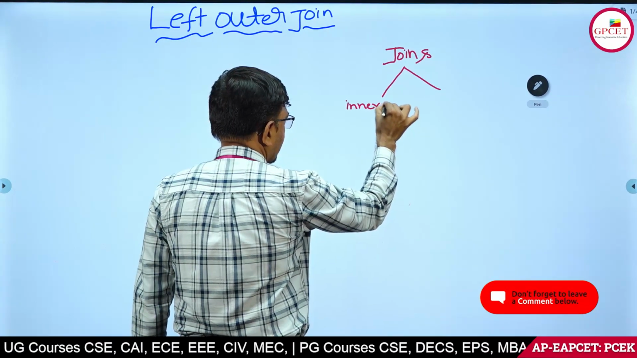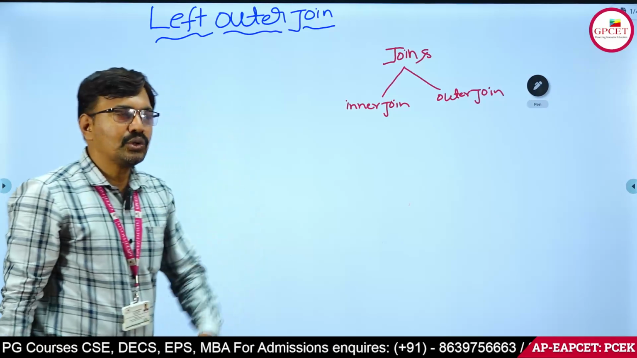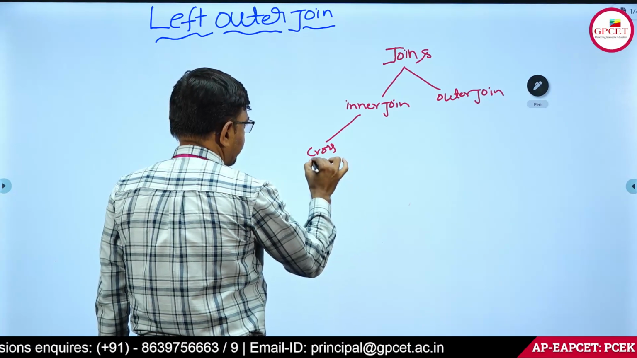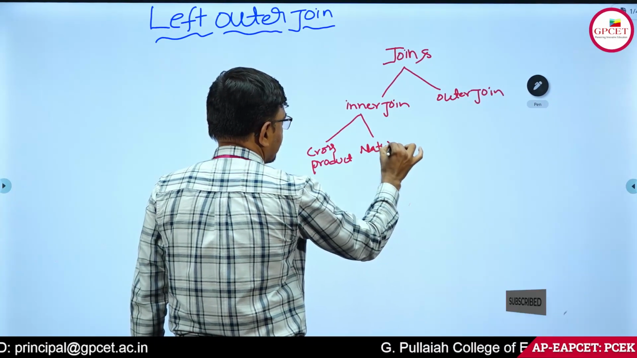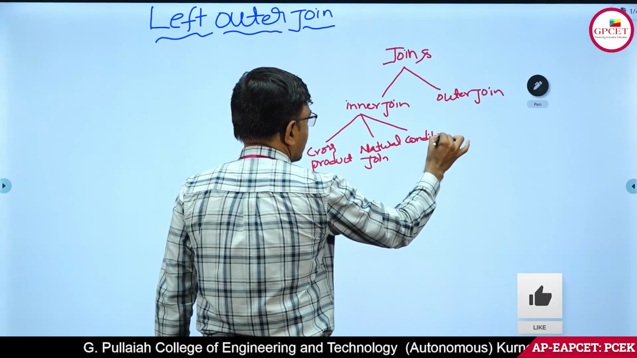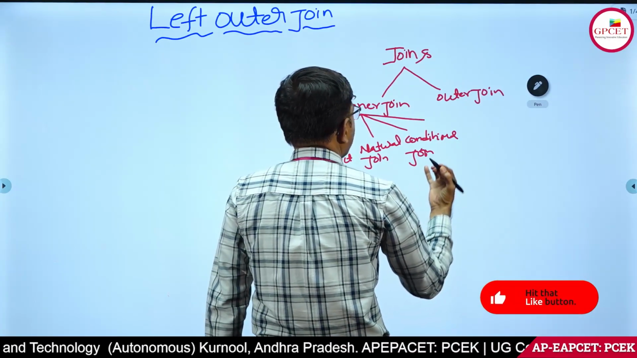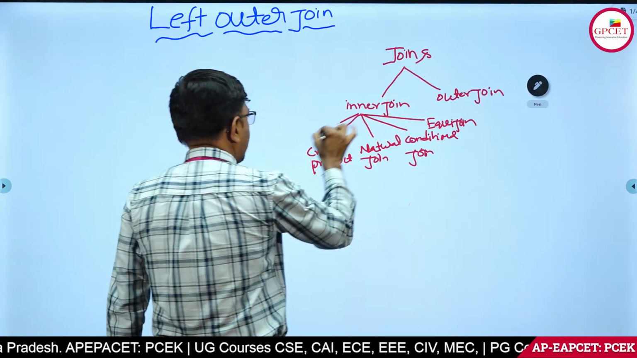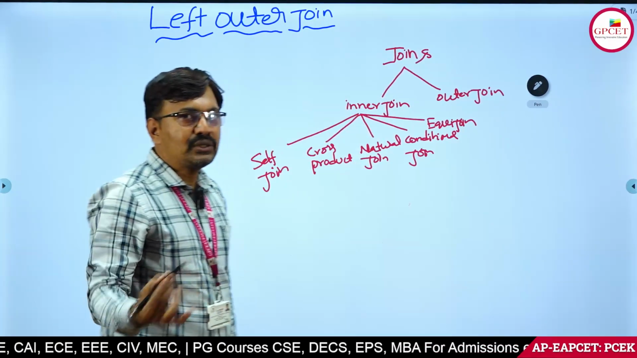Inner join, outer join. Inner join again has different types. First one is the cross product. Second one is the natural join. Third one is the conditional join. Cross product, natural join, conditional join, equi-join, and then self-join. And then again, outer join can be divided into different types.